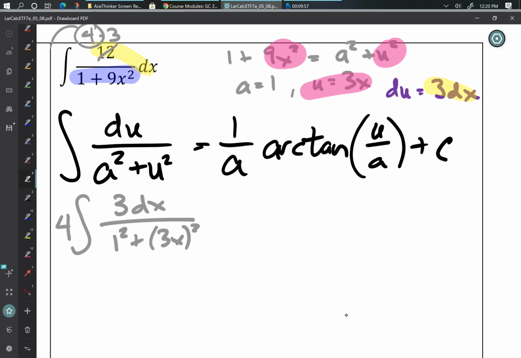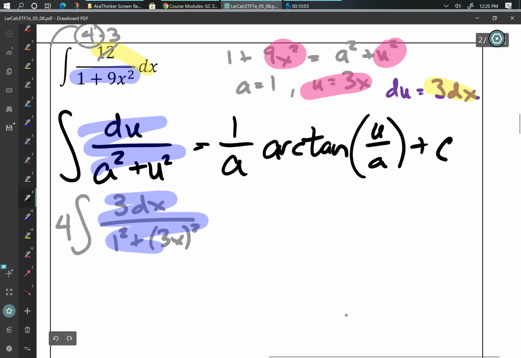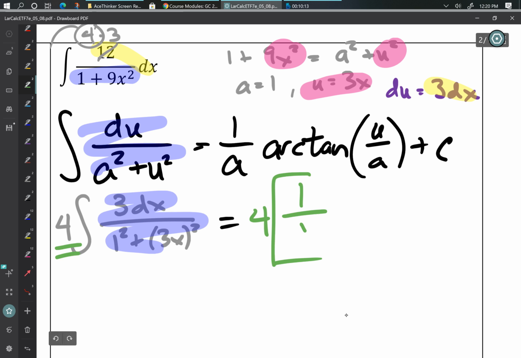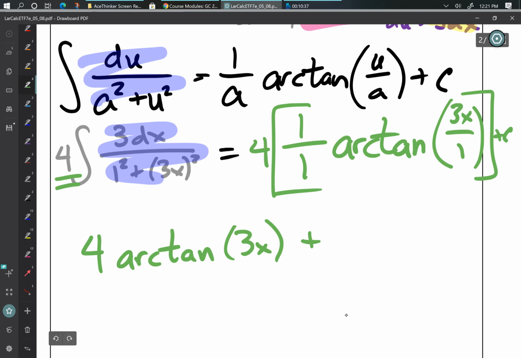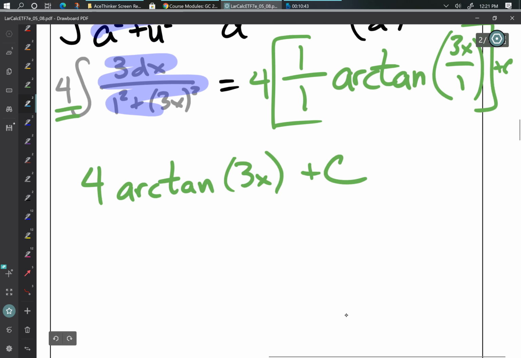And now all the pieces and parts match perfectly with what they're supposed to match with. And I can just say this then becomes 4. And where'd that 4 come from? Well, there's the 4 out in front. Times 1 over a, and we decided that a was 1, arctangent u over a, and we said that u was 3x over a, which is 1, plus c. And then the last thing I'll do is I'll clean that up a little bit. 4 arctangent 3x plus c. Now I know there's at least one person out there who's watching this video who's going, can't I do this?